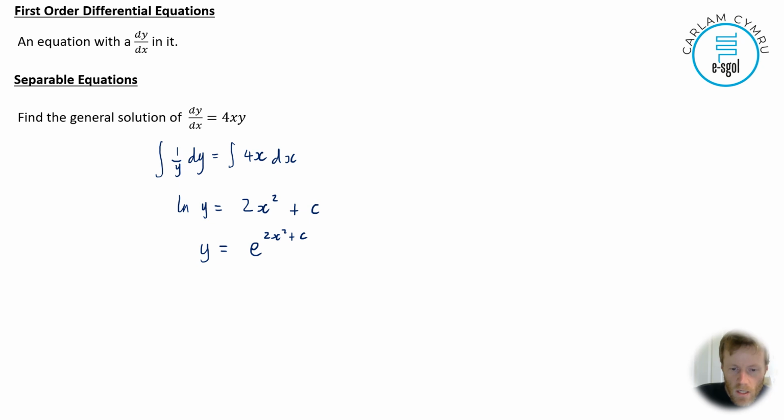Maybe it'd be nice if we just thought about this bit here. That's e to the power of 2x squared times e to the power of c. And if we let e to the power of c equal a, we can rewrite this in a different format. So our final answer here would be y equals a e to the power of 2x squared. Okay, so that's a straightforward first order differential equation, more like one you'd get in your normal maths course.